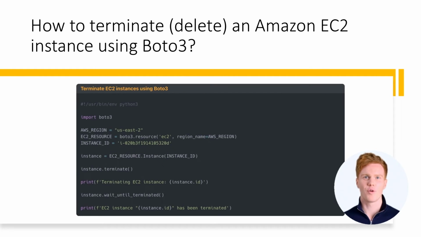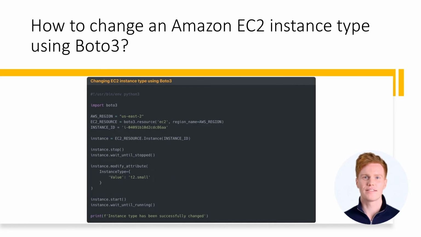To terminate or delete an EC2 instance, you need to use the terminate method of the EC2 instance class. If for any reason your script logic needs to wait till this operation completes, you can use the wait until terminated waiter method.